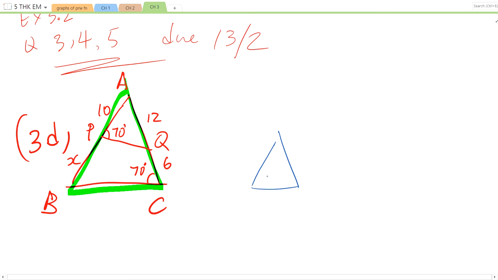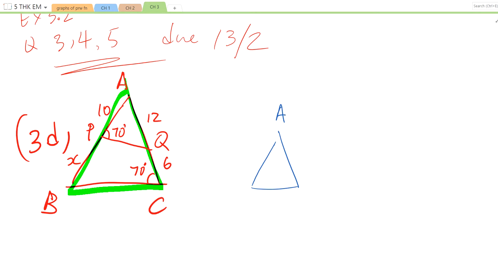What goes to the top? A. How do you know? Okay, let's say this is A lah. So you're drawing the smaller triangle? I'm drawing the smaller triangle. Okay, all agree that the top is going to be A?